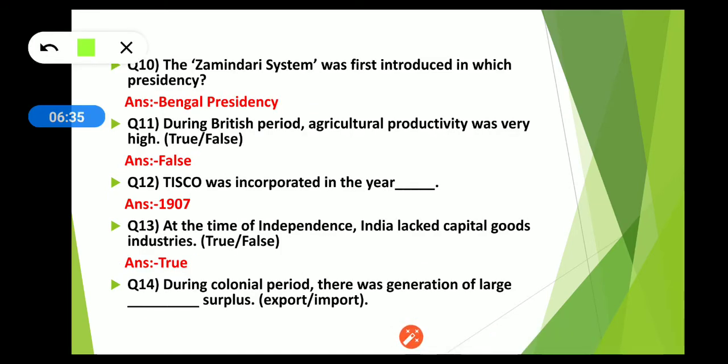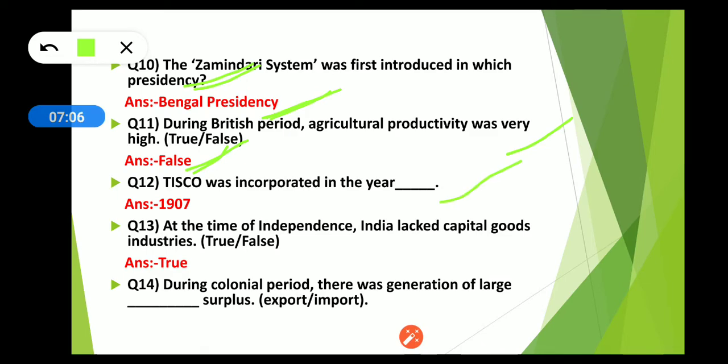Question number 10. The zamindari system was first introduced in which presidency? The answer will be Bengal presidency. In Bengal presidency, the zamindari system was first introduced. Question number 11. During the British period, agricultural productivity was very high. No, it is false, because during the British period, agricultural productivity was not high, but very low.